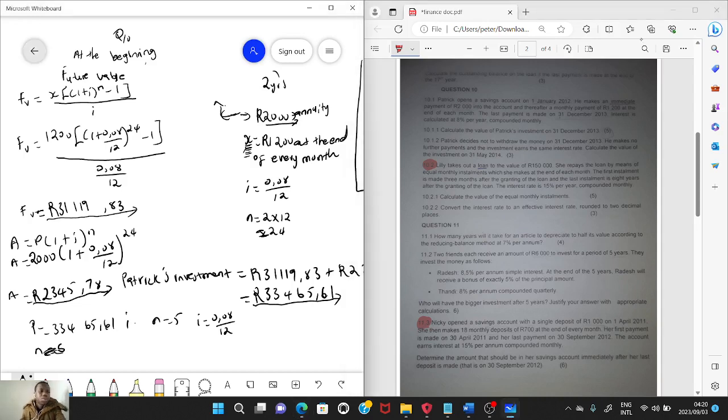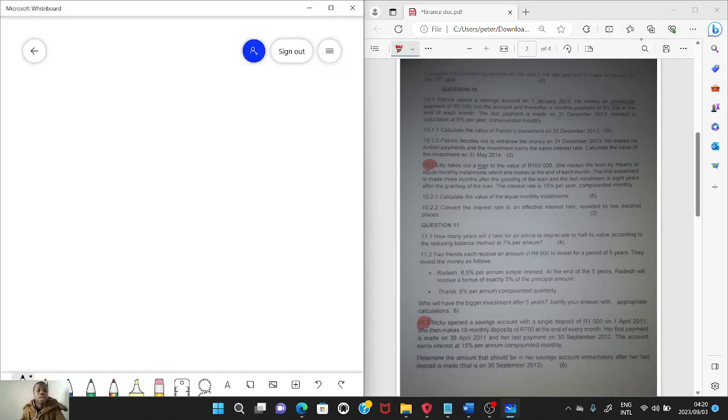Let me try to get a new page. I want to get a new page in this case, right? So what happens is that in this case we have question 11. They're saying 11.1 reads as follows: How many years will it take for an article to depreciate to half its value according to the reducing balance method?